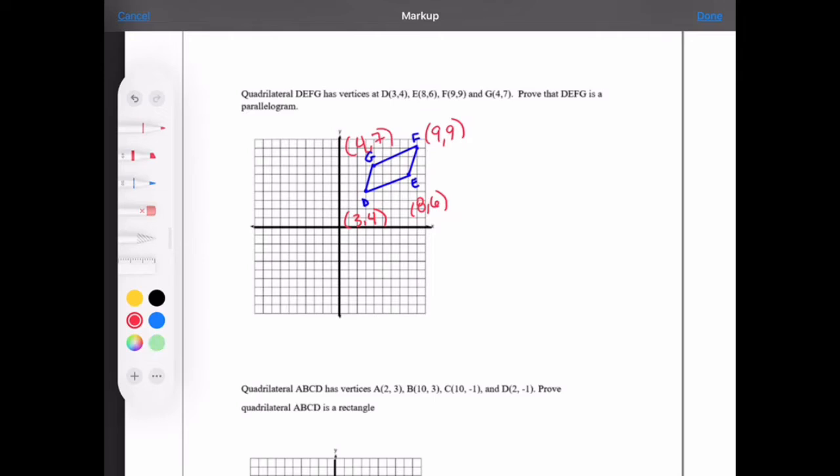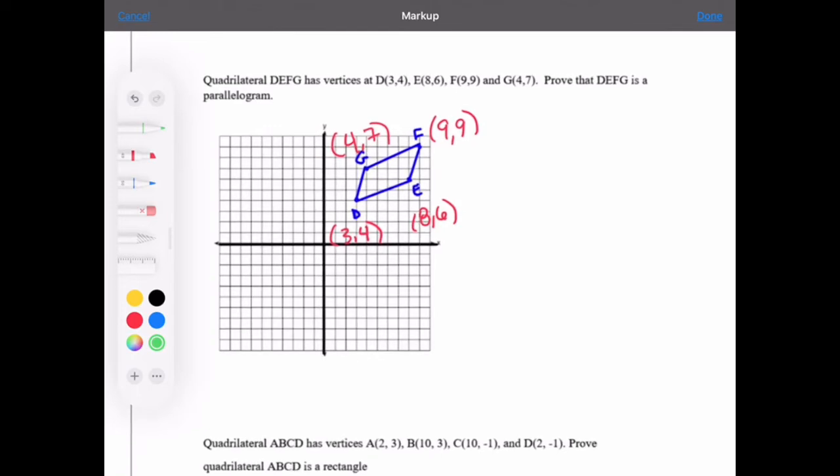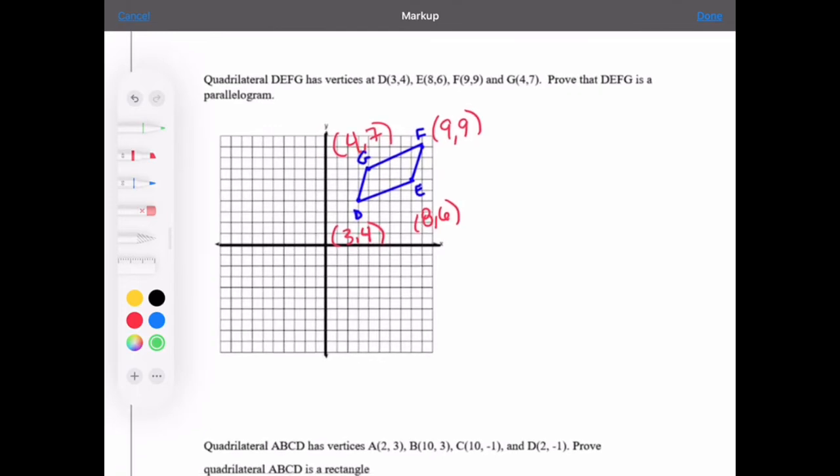Okay, like we said, there are 3 different options for how we approach proving a parallelogram. So let's start with DF right here. Let's find the midpoint of that. So we have to find the average of the x's. So 3 plus 9 divided by 2. And the average of the y's will be 4 plus 9 divided by 2. And we end up with 6, 6.5. Okay?